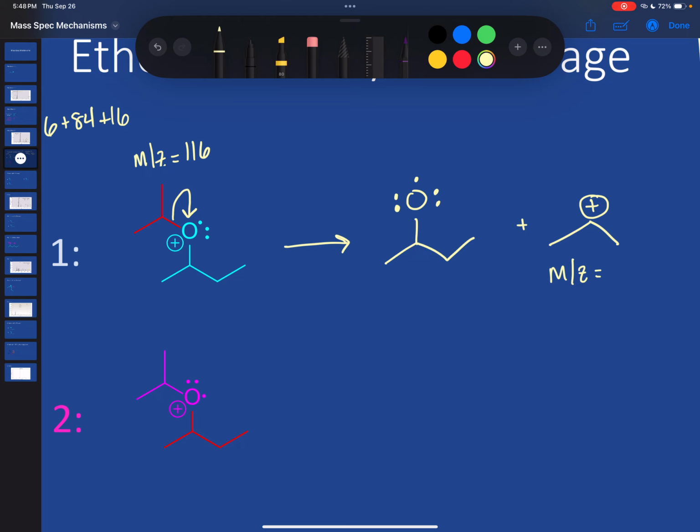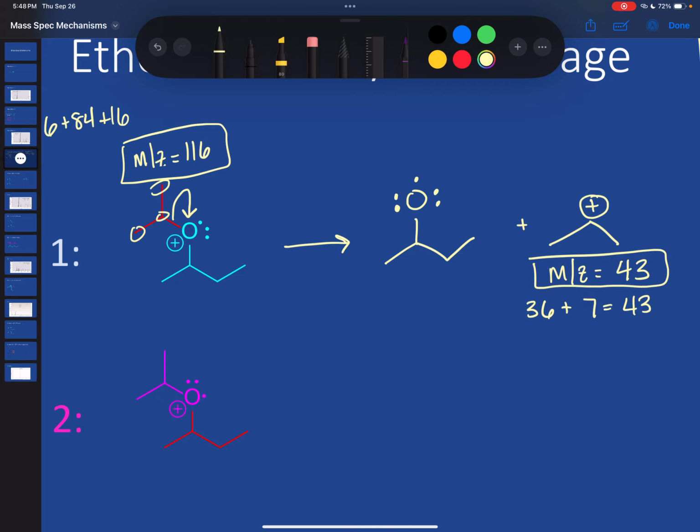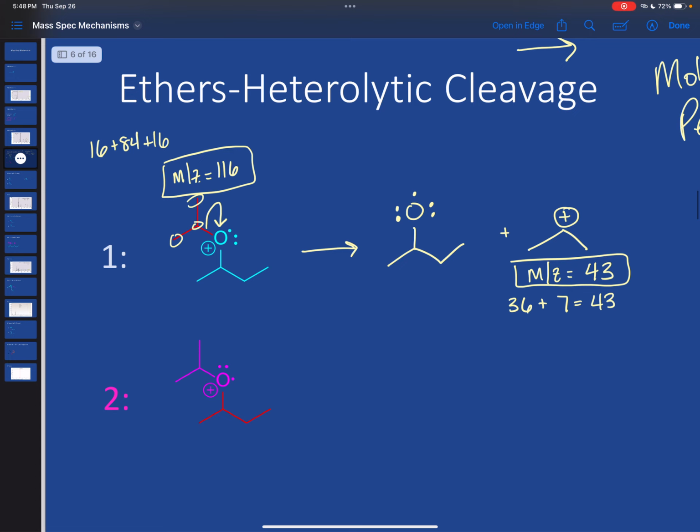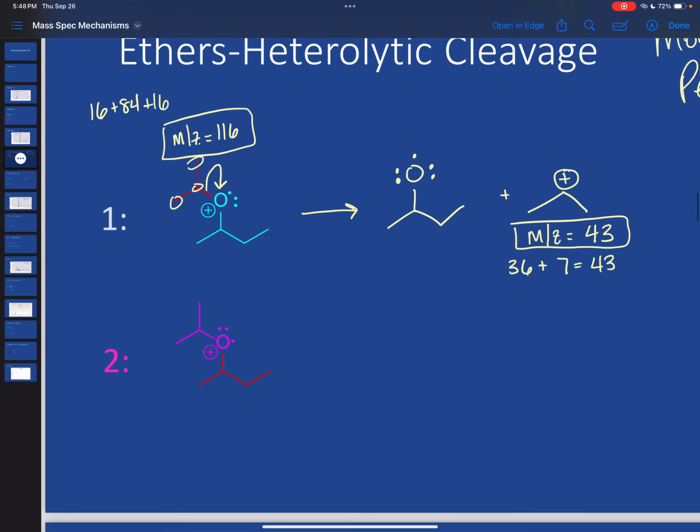So that is the one I'm interested in knowing the mass of for the mass to charge ratio. So my mass to charge ratio for a propyl group is going to be, let's see, we got 3 carbons, so that's 36, plus I should have 3, 6, 7 hydrogens here. So I see we should have a mass to charge ratio of 43. So I have 2 masses so far I'm keeping track of to look for my mass spec. I have 116 for my molecular ion peak and then 43. So that's our first heterolytic cleavage.